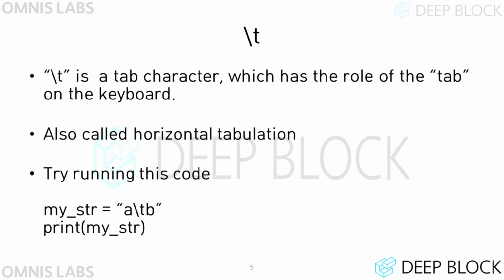The tab key visible on the keyboard can also be expressed as a string. The tab character is also used with a backslash to distinguish it from the letter T. For example, in my_str, 3 characters A, \t, and B exist in order.